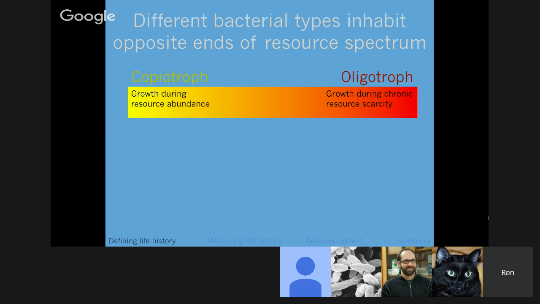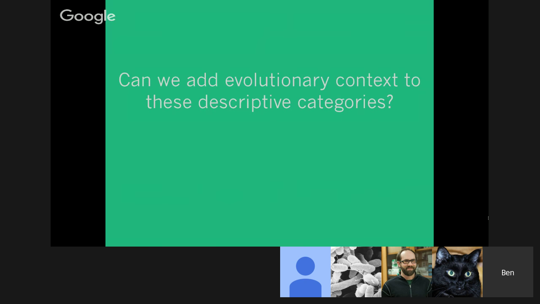So one central goal of my work is to try to provide a useful way of moving beyond thinking of these categories as binary variables, and instead as existing along a spectrum. And ideally, I would like to do this by adding some evolutionary context to these descriptive ecological categories, and see if copiotrophy and oligotrophy explain this axis of life history variation that I've proposed.